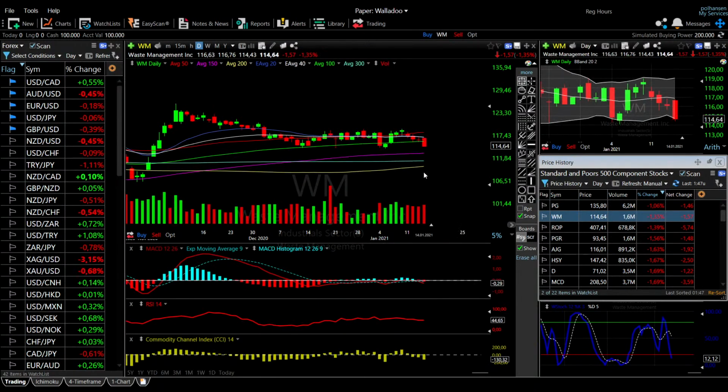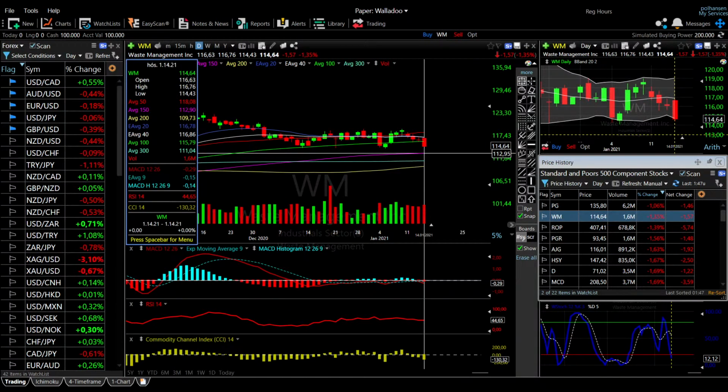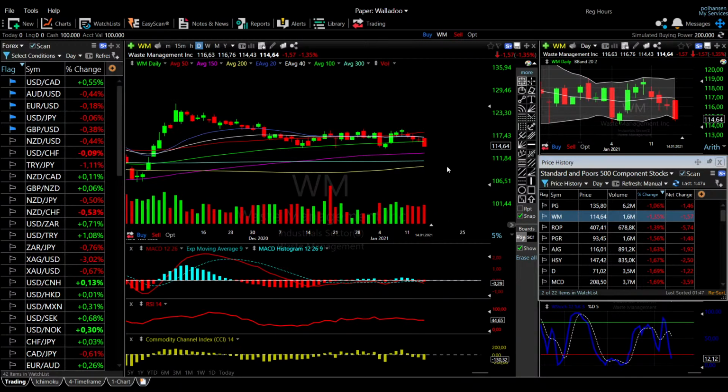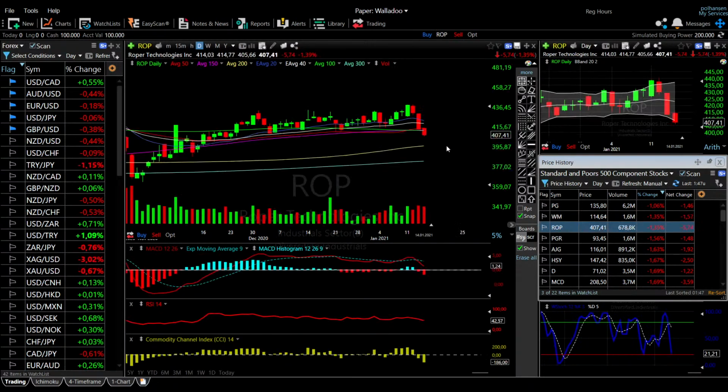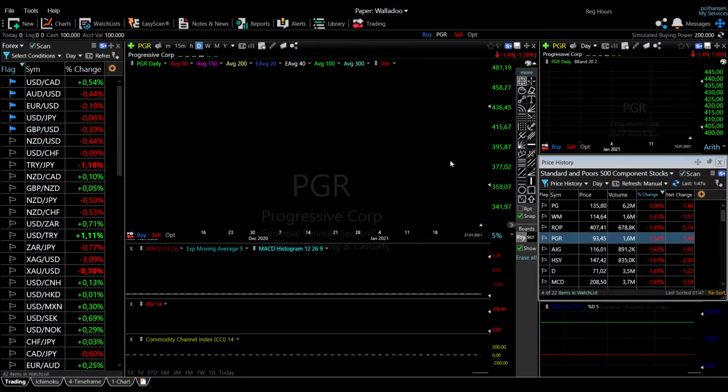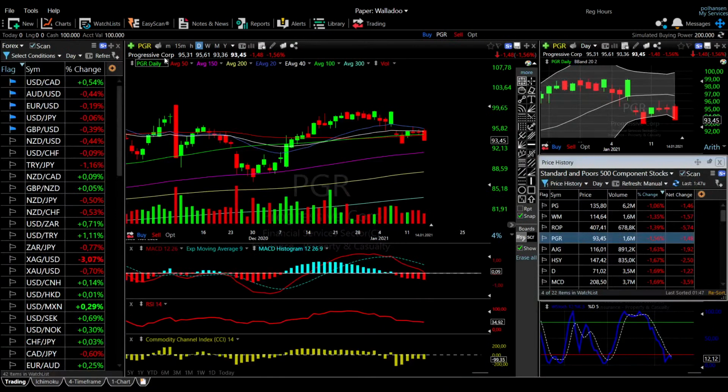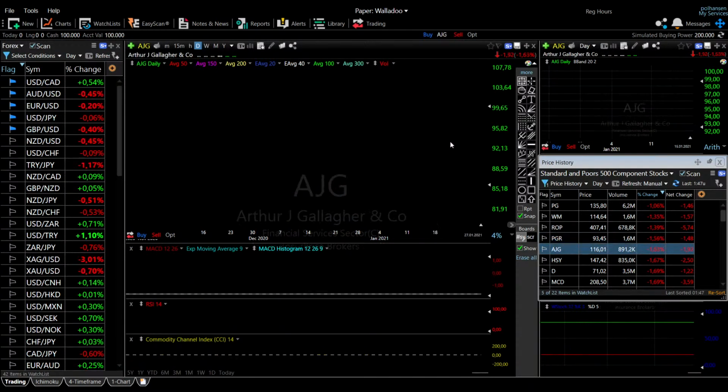You can see VMC. This probably will fall further. It will go down to the 150 at $112 a share, and then pull back from there. Then we have, this is not a good one, this is ROP. We'll just drop that at this moment. And then we have PGR, and that is also quite far away from the 150. This most likely will fall even further.